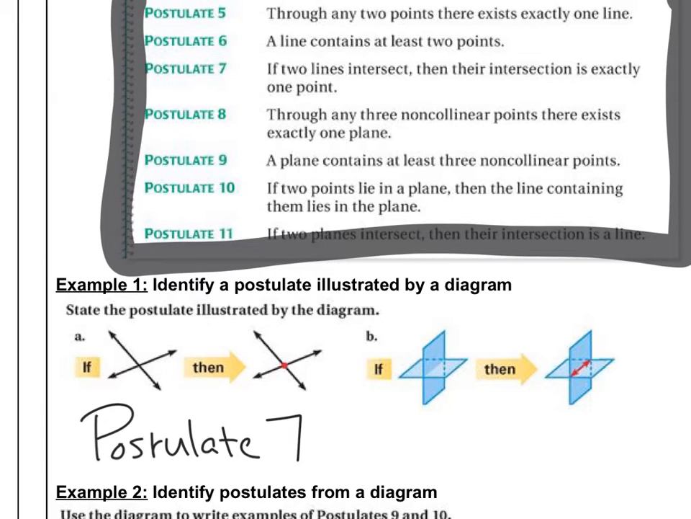Okay, example 1b, we have 2 planes. They look like 2 pieces of paper, and when 2 planes intersect, then they intersect at a line. So if we look up through here, we need to look for 2 planes and what happens when they intersect, and that would be right here at postulate number 11. If 2 planes intersect, then their intersection is a line. So we'll simply just say postulate number 11.